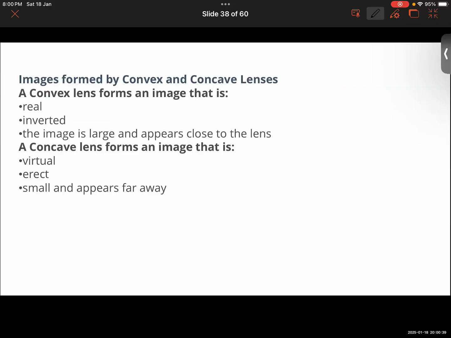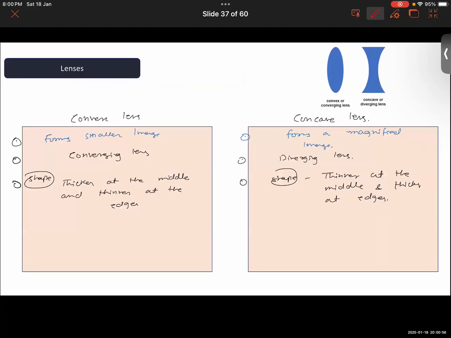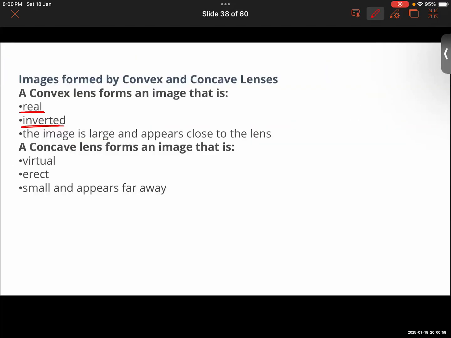Further, talking about what kind of image it forms, whether it will be real or inverted, let us discuss that also. So the convex lens forms an image that is real and always inverted, right? Always inverted. That is one thing. Further, talking about the concave lens, it forms an image that is virtual and erect, virtual and erect.